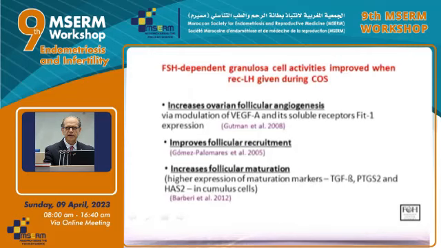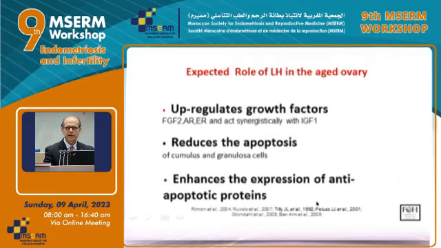We know that FSH-dependent granulosa cell activity can improve when LH is given in controlled ovarian stimulation. For example, increase in ovarian follicular angiogenesis. We have an improvement in follicular recruitment by increasing the sensitivity of the granulosa cells via the androgen production. And we have an increase in follicular maturation by expression of maturation markers that you see here on this slide.